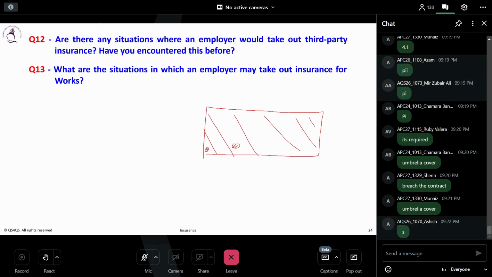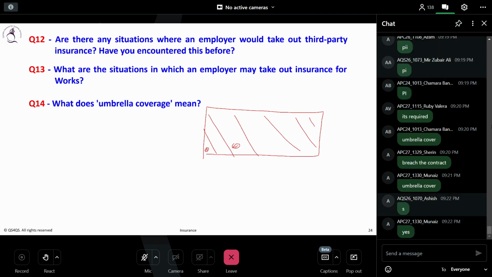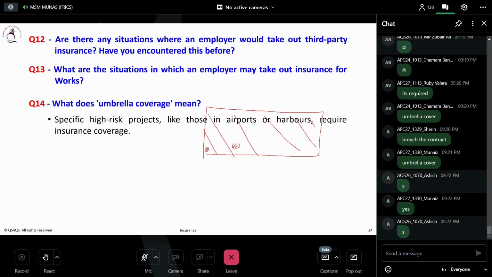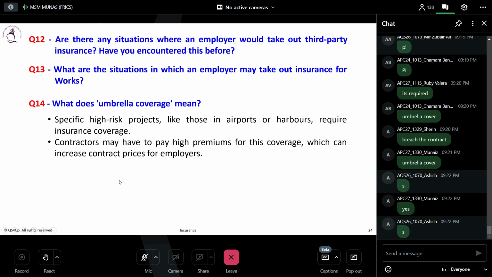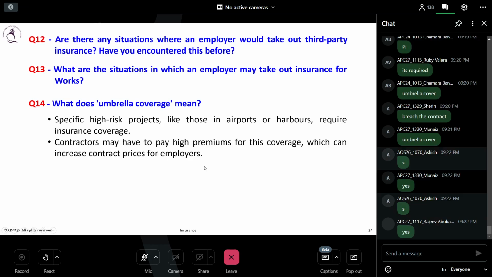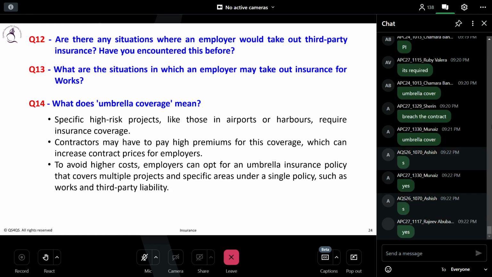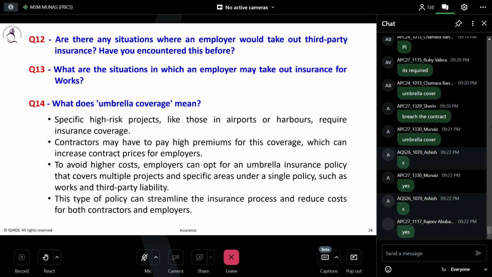In the same way, I can display the 14th. What does umbrella coverage mean? So do you understand now? Okay. So the answer is here. It is actually profitable to the employer, rather than paying for individual contractor insurance. So umbrella cover is for a big project where so many contractors work. So they will say in the contract, you don't need to bring any insurance.